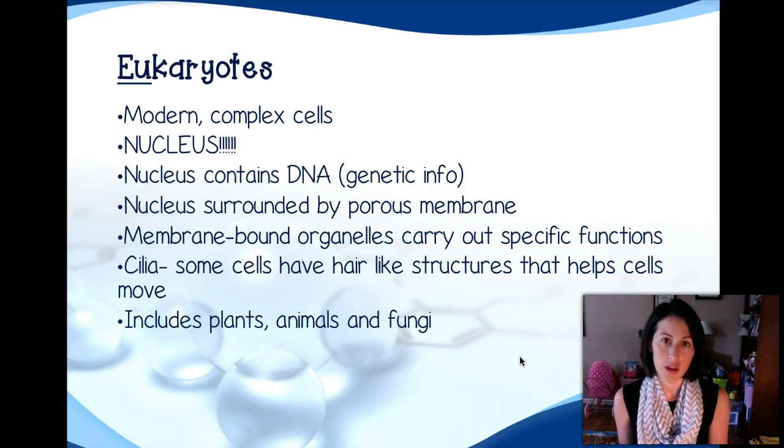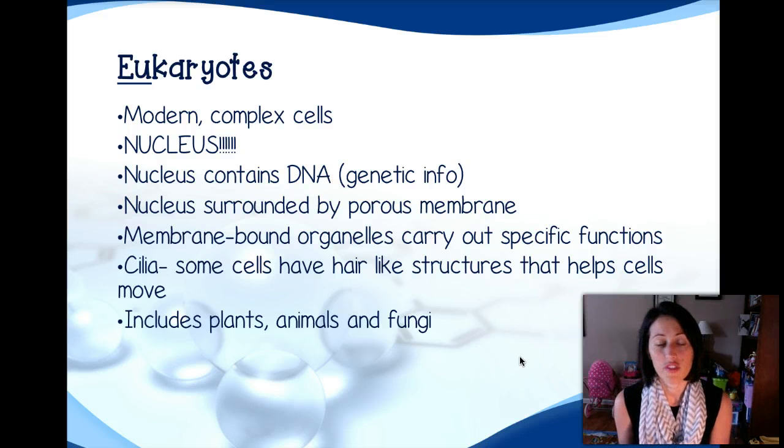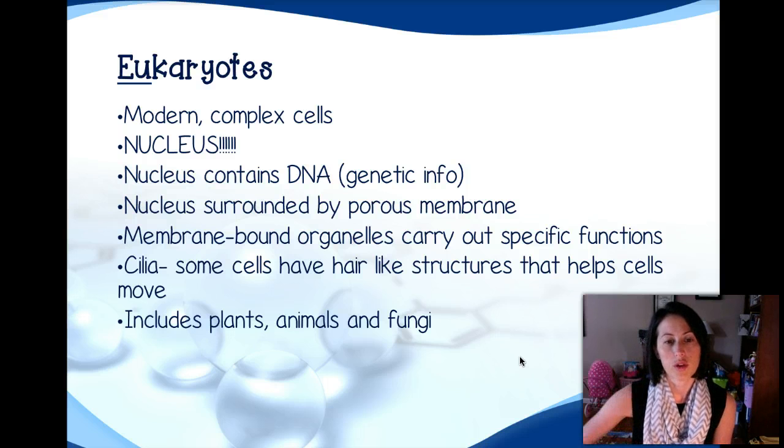Some of the bacteria I forgot to mention are able to move with something called a flagella. Most eukaryotes don't have a flagella. It's like a really long strand that sticks out, almost looks like a tail, and it helps some bacteria move around. Eukaryotes, instead, some of them have cilia, and those cilia are little hair-like structures that help them move, okay, if they need to.